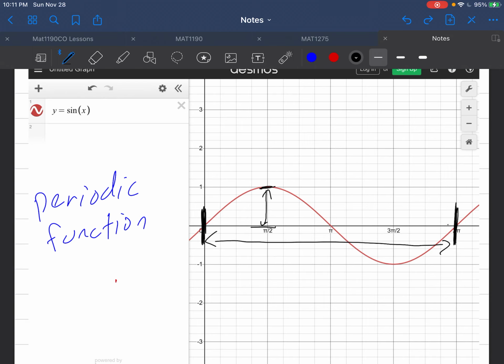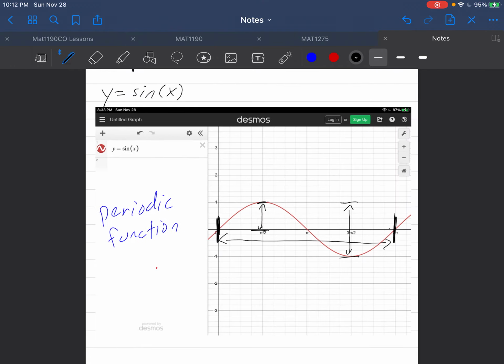You could also think of the amplitude as half of the distance from top to bottom. From all the way top to all the way bottom, you can think of the amplitude as half of that distance. And I will have some notes for you.